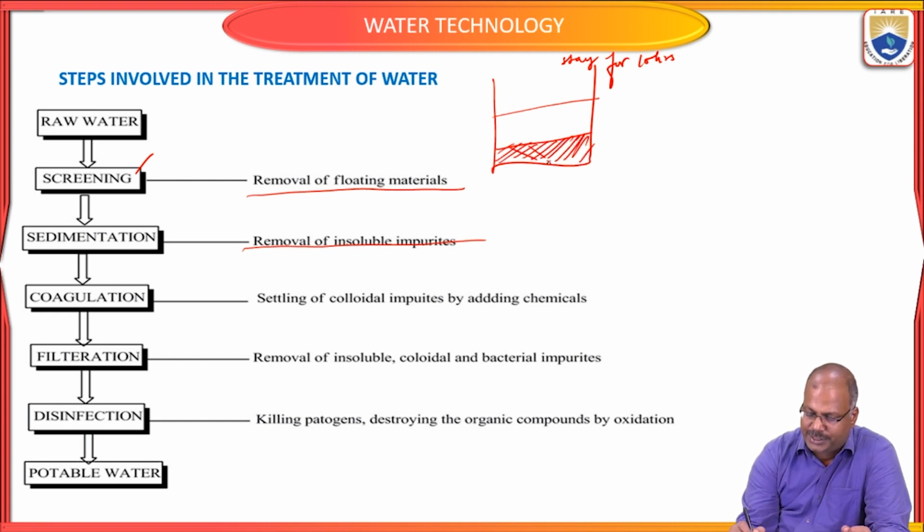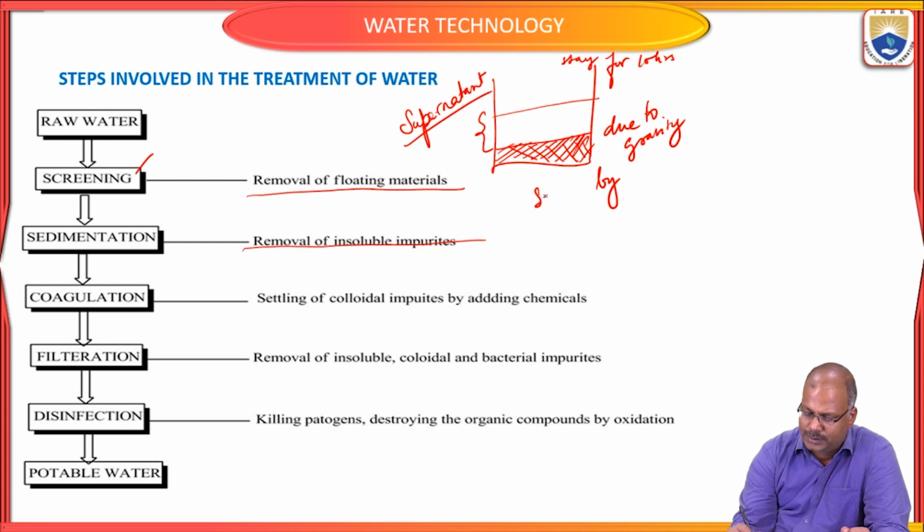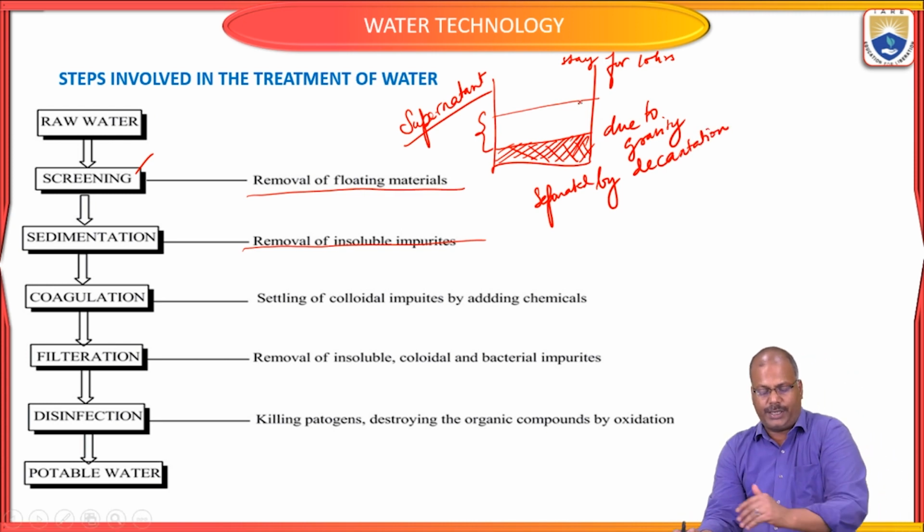Okay, sedimentation occurs due to gravity. Then what do you do? You remove the upper portion. We call it the supernatant, which can be separated by decantation. Without disturbing the sediments, the upper portion is taken out.